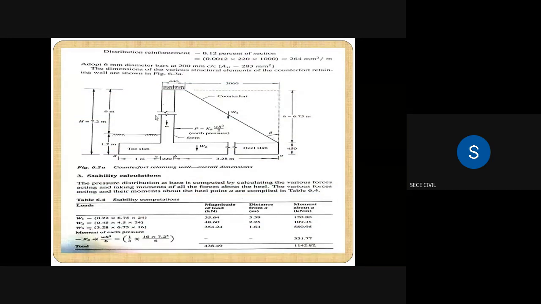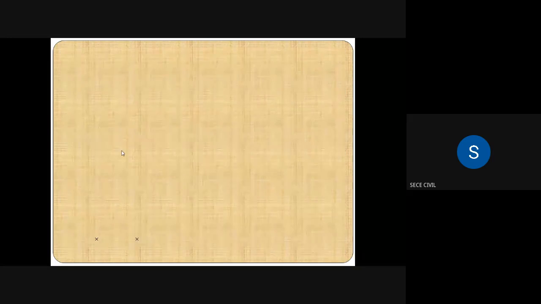You can see in this diagram, the height of the stem above the ground level is 6 meter, and the minimum depth of foundation is 1.2 meter. The thickness of the base slab, this one, is 450 mm or 0.45 meter. So we have to calculate the actual height of the stem. The actual height of the stem is 7.2 minus the thickness of the base slab, that is 0.45. So 7.2 minus 0.45, we are getting 6.75 meter. After that, we are calculating the pressure intensity.